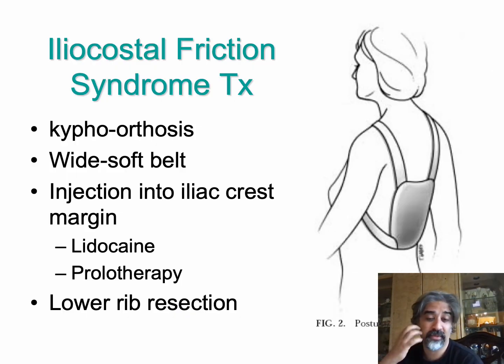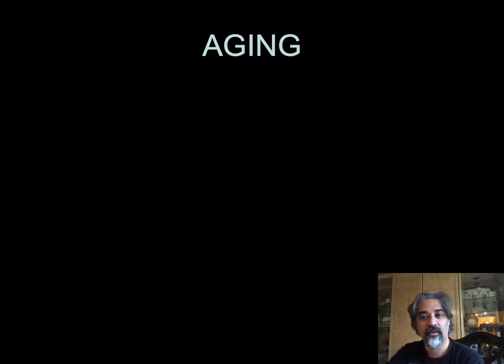So the treatments that have been described for it are to use that postural support like I had told you about before. You can try and use a wide, soft belt. People have tried injections into the iliac crest margins with lidocaine and prolotherapy and had some good results. And then you can also do a lower rib resection. I think the main thing is identifying it and then not chasing all sorts of treatments that aren't going to help it.